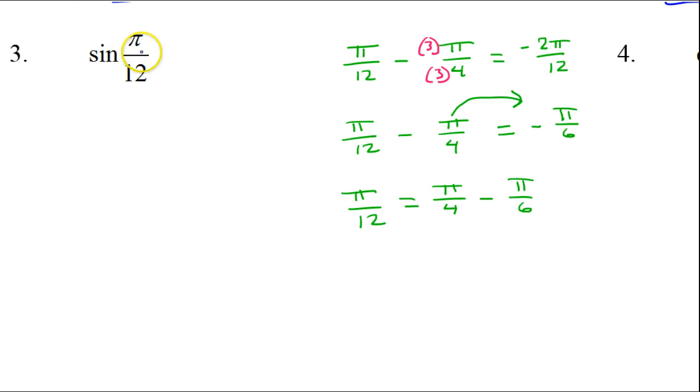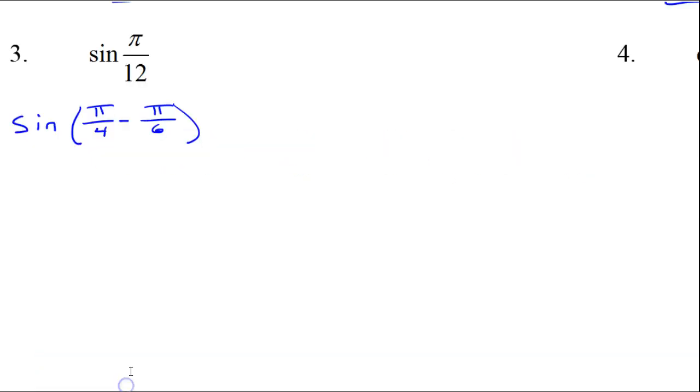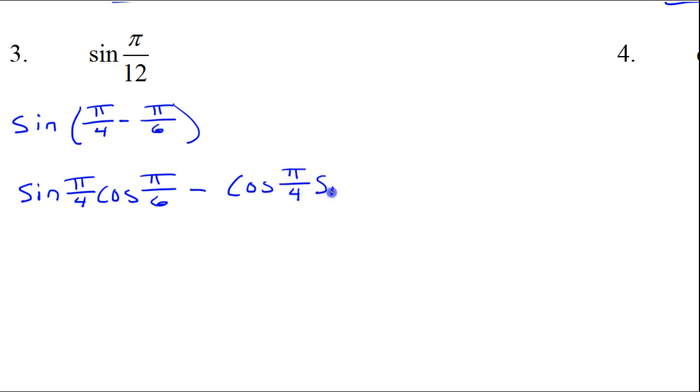So that means that sine of pi over 12 is the same thing as the sine of pi over 4 minus pi over 6. Now I'm about to use the second identity for the sine of something minus something, so watch it happen. All right, so I can rewrite this as the sine of pi over 4, cosine pi over 6, minus the cosine of pi over 4 times the sine of pi over 6.